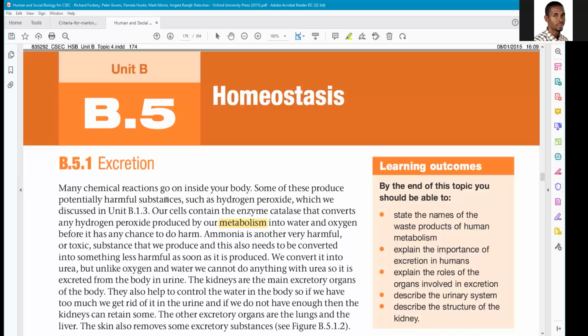Before I go on, can you name any other excretory organ? Clues are there. Anyway, so the kidneys are the main ones.